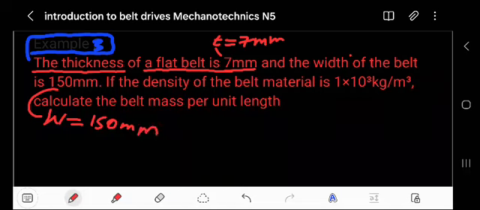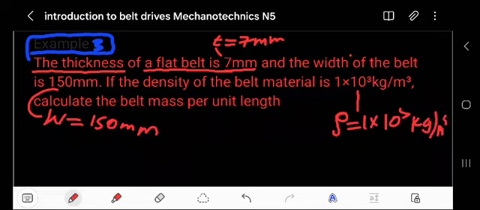If the density of the belt is given, you can say rho, it's up to you, but it's one and the same thing. Density is 1 times 10 to the power of 3 kilograms per cubic meter. They say we should calculate the belt mass. They want the belt mass.